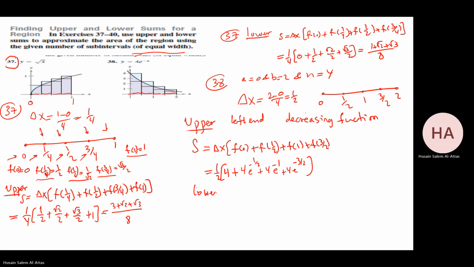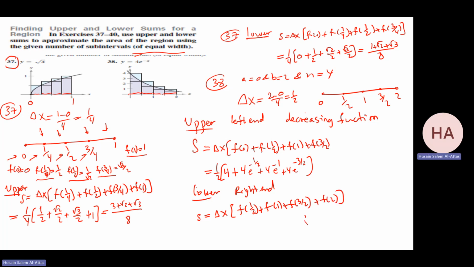Lower, I will take the right endpoint. Why? Because it's a decreasing function. Small s will be delta x times f of half plus f of 1 plus f of 3 over 2 plus f of 2. Yeah, I will leave it for you. I think it's very clear.